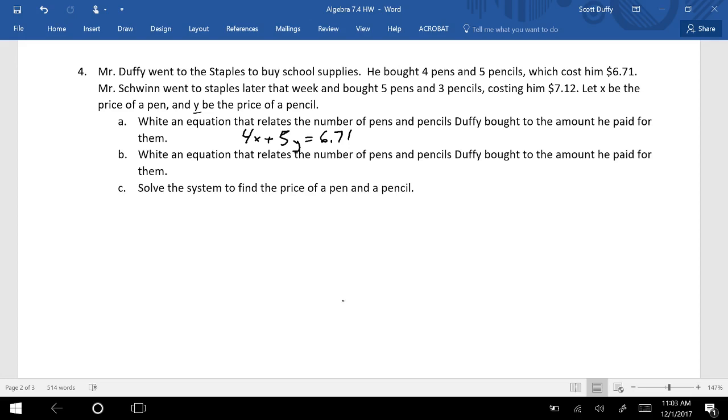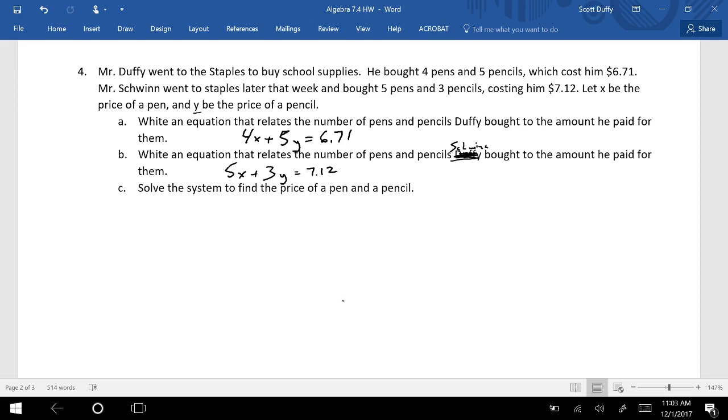Write an equation that relates the number of pens and pencils. I should have said Schwinn. It should be Schwinn if you're following along. Schwinn bought to the amount he paid for them. So Schwinn bought 5 pens at a price of X plus 3 pencils at a price of Y, costing him $7.12 total. Now we need to solve the system to find the price of the pen and the pencil.